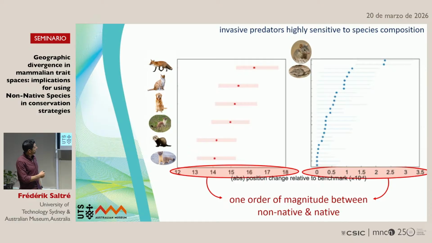So with the non-native species, you have a system that is highly sensitive to any sort of change. If you remove the fox, for example, you change the ecosystem completely, very quickly. If you remove one of those native species in Australia, the system doesn't change that fast. It's much more resilient.